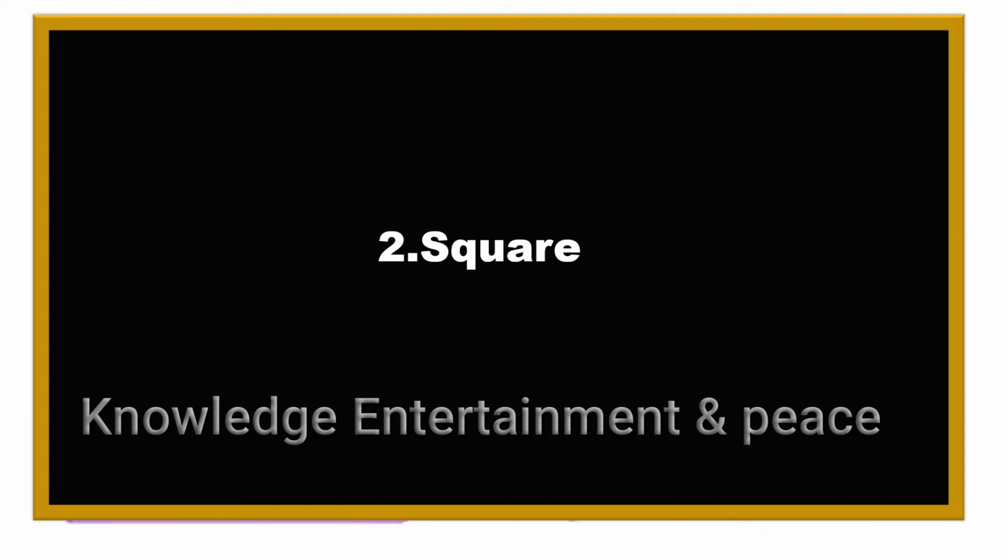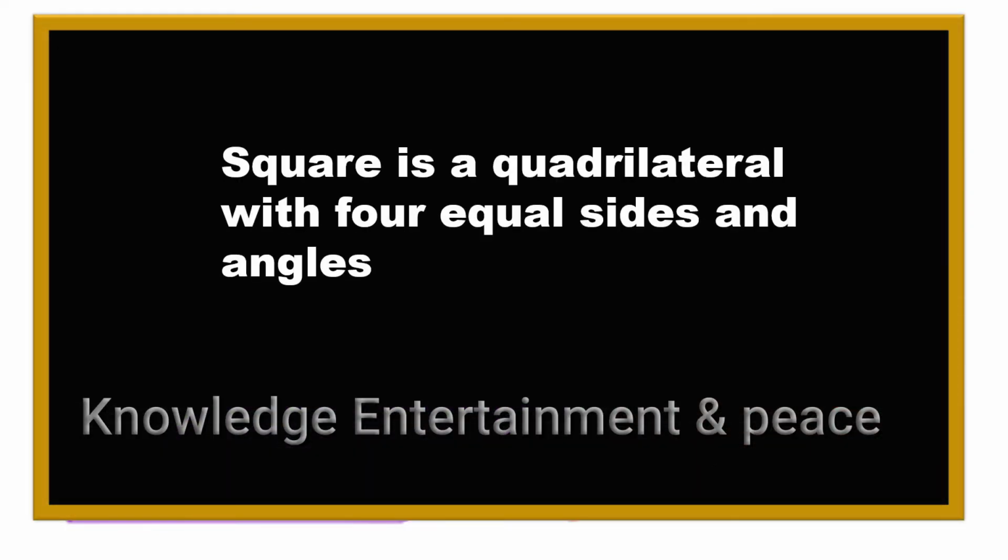Next one is the square. A square is a quadrilateral with four equal sides and angles. It's also a regular quadrilateral as both its sides and angles are equal. Just like a rectangle, a square has four angles of 90 degrees each. It can also be seen as a rectangle whose two adjacent sides are equal.